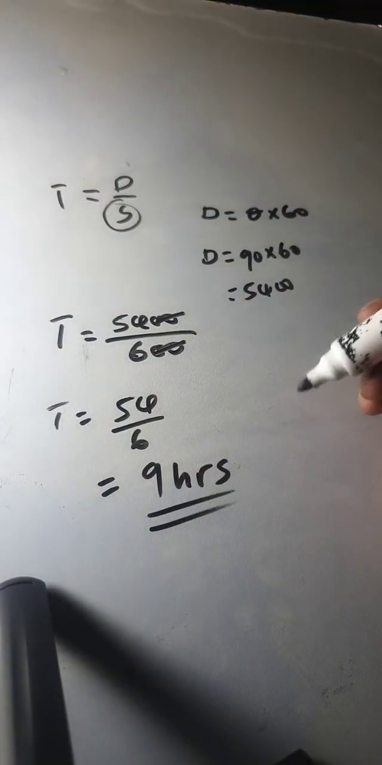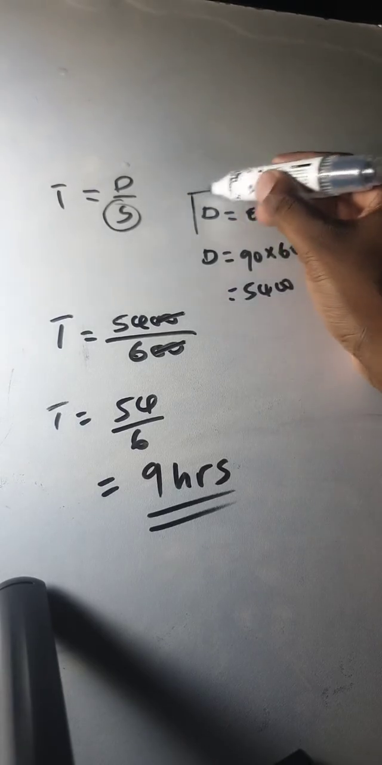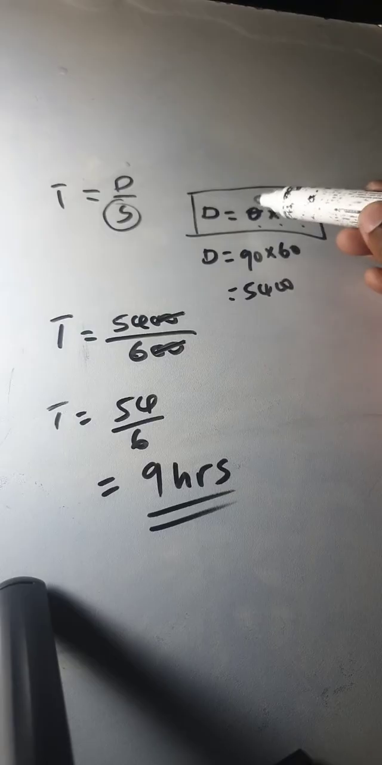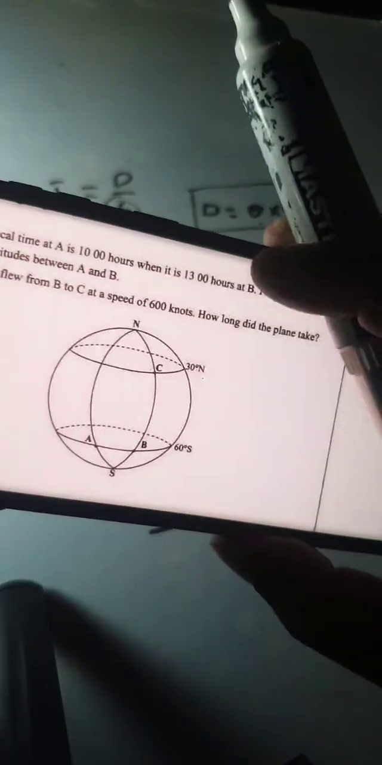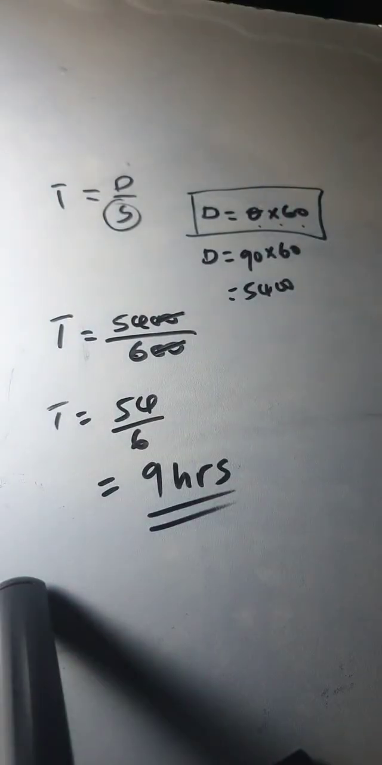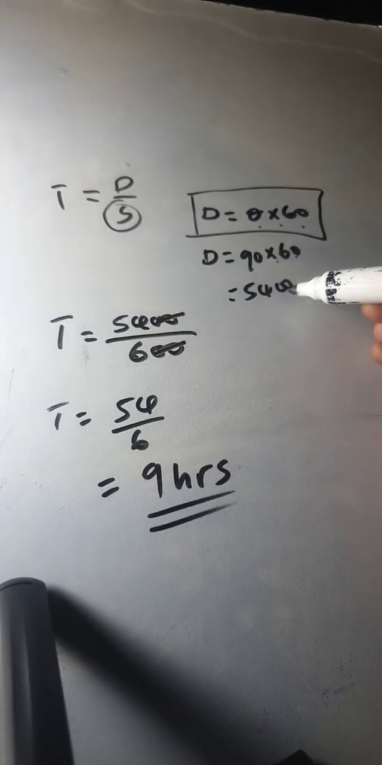So I explained that if the distance is not given, especially for this question, paper 1, you use this formula: distance is equal to theta times 60. Then where did the theta come from? Is there a difference in their latitude? B is in 60 degrees south. C is in 30 degrees north. They're in the same longitude. So 60 plus 30 is 90. That's how we came up with that 90. So we say 90 times 60 is 5,400. So now we know the distance.